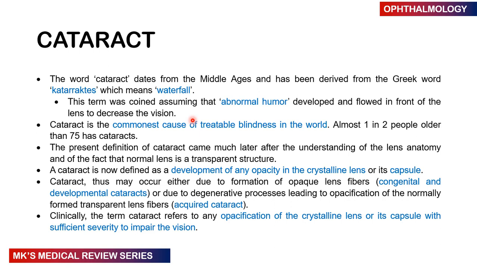The same opacity can form congenitally or developmentally, where the child is born with it, or it may be due to a degenerative process where you have opacification of the normal lens due to an acquired condition. We'll talk about these conditions. Clinically, the term cataract is any opacification of the crystalline lens or its capsule with sufficient severity to impair vision. That's going to be our clinical definition of a cataract.